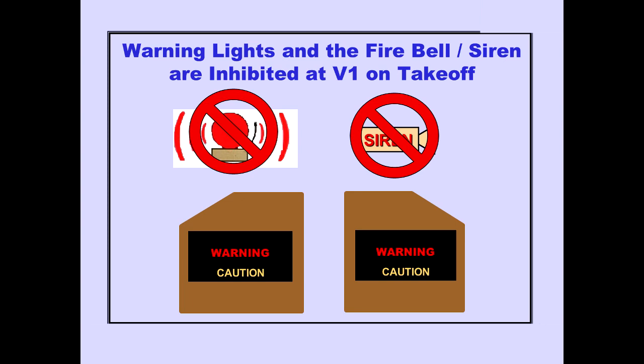The bell, beeper, and master warning and caution lights are inhibited to prevent distractions during takeoff. During part of the takeoff, the master warning lights and the fire bell are inhibited for the EICAS warning message FIRE, and the master warning lights and siren are inhibited for the EICAS warning messages cabin altitude and overspeed. The inhibit begins at V1 and ends at either 400 feet radio altitude or 25 seconds after V1, whichever occurs first.